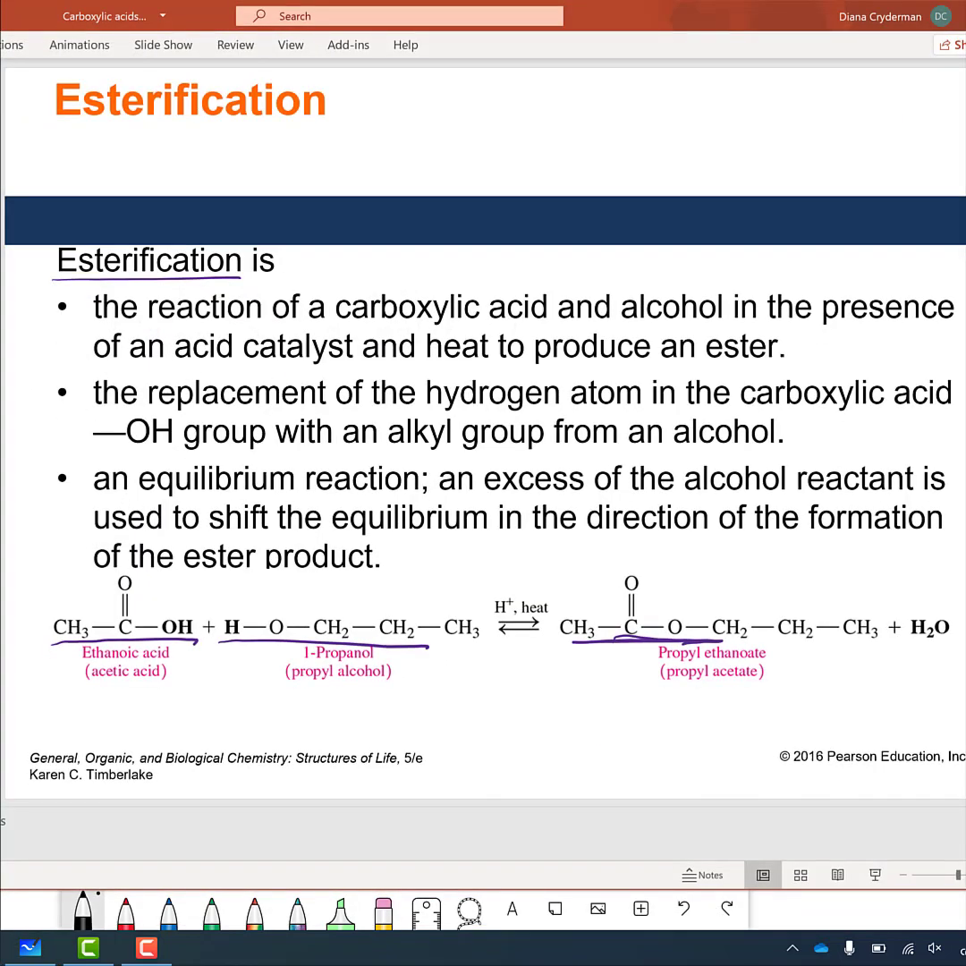Okay. In our next video, we'll come back to talk about the properties of esters, how to name them, and then a couple of reactions that they undergo when they break back down into carboxylic acids and alcohols.